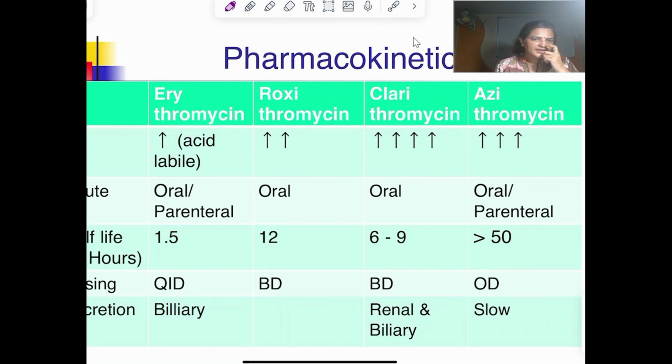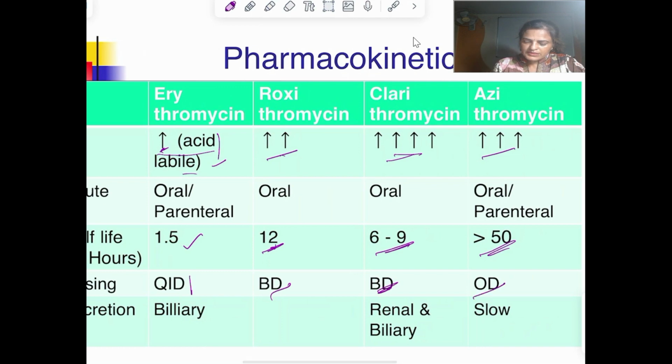So you can see in this slide, especially the half-life, and acid lability. F stands for bioavailability. You can see it is less with erythromycin, more with roxithromycin, clarithromycin and azithromycin. Why is it less? Because erythromycin is acid labile. Then you can see the half-life is so short, so four times a day. This one is 12 hours. Roxithromycin we give twice daily. Clarithromycin, 6 to 9 hours, again twice daily. Whereas azithromycin has the longest half-life, so we use it once a day.